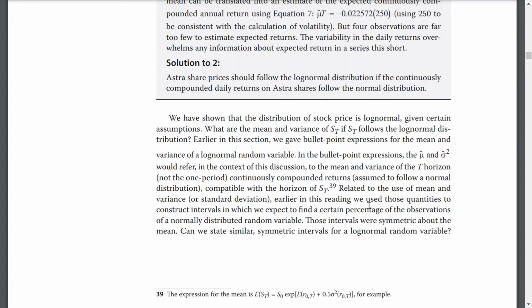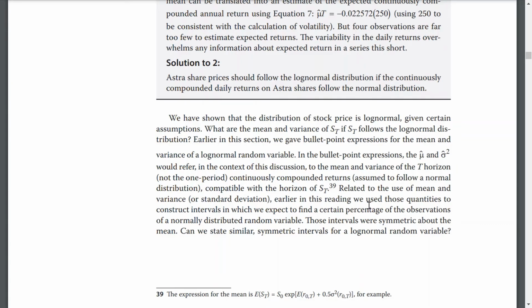Earlier in this section, we gave expressions for the mean and variance of a lognormal random variable. The mean mu or the variance sigma squared would refer, in the context of this discussion, to the mean and variance of the T-horizon, not the 1-period, continuously compounded return, assumed to follow a normal distribution compatible with the horizon of ST, related to the use of mean and variance or standard deviation.